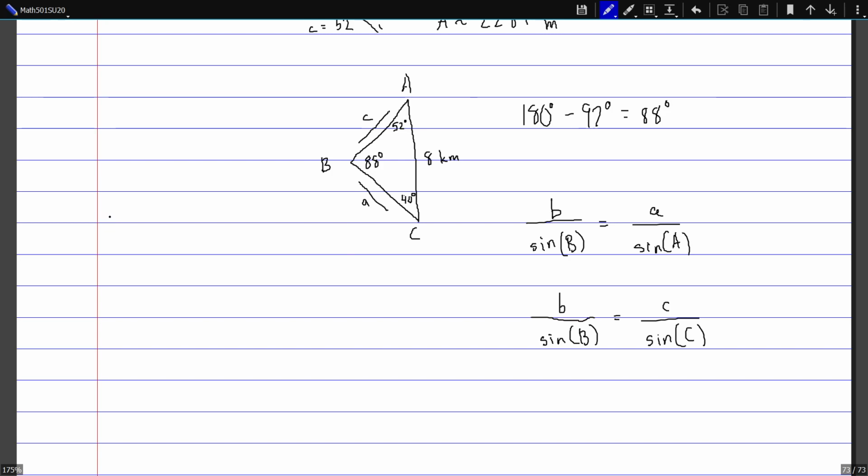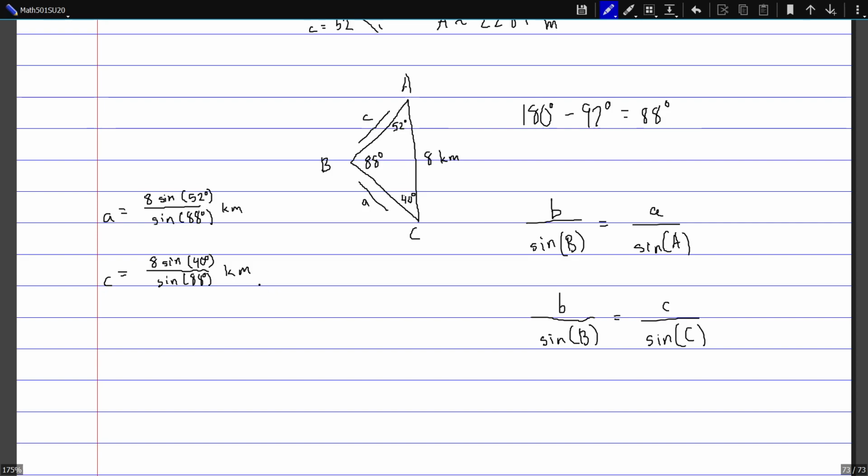If we substitute in, the expression for a is going to be 8 times the sine of 52 degrees divided by the sine of 88 degrees. This will be given in kilometers as well. c is going to look very similar, the only difference being that it'll be 8 times the sine of 40 degrees divided by the sine of 88 degrees. And again, this will have units of kilometers as well.